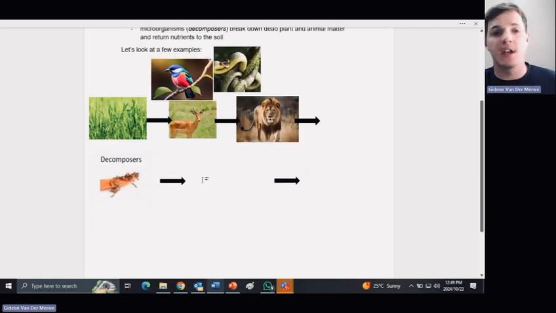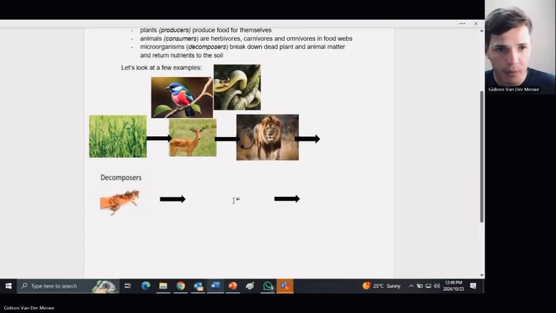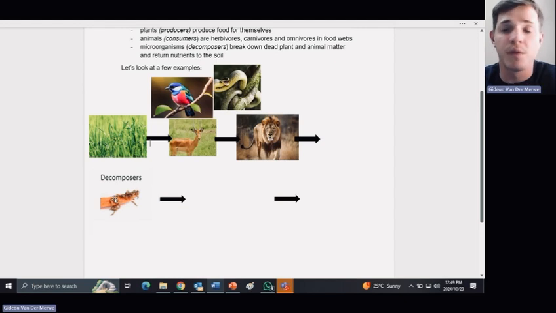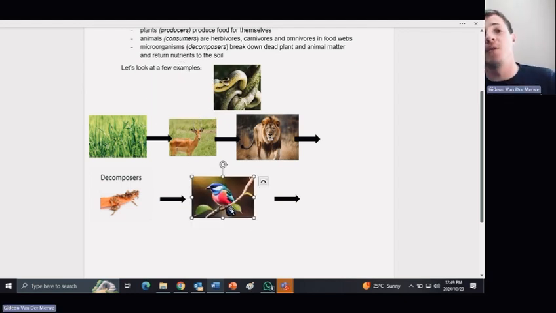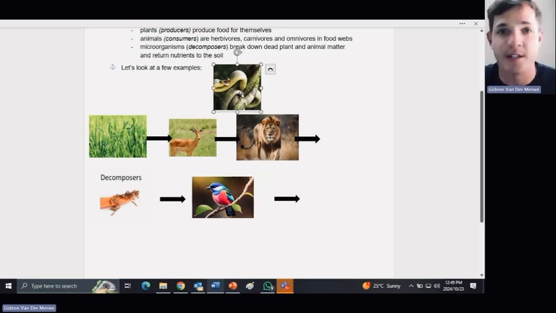So in your second food web, we will start with your decomposers. The decomposer will be eaten by the bird. The bird in turn will be eaten by the snake.